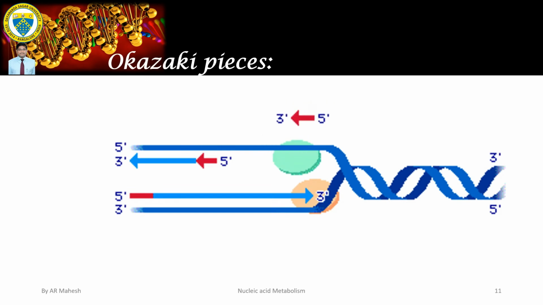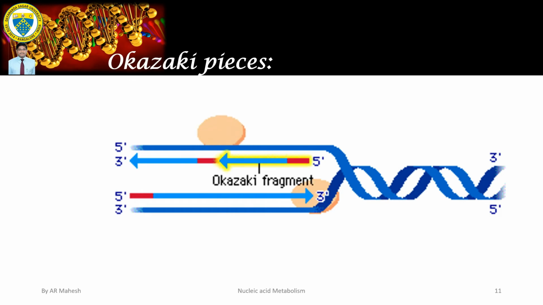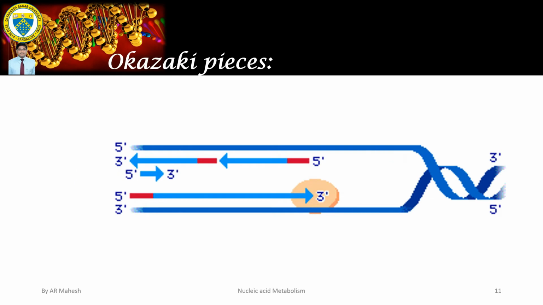The small fragments of the discontinuously synthesized DNA on the lagging strand are called Okazaki fragments. These are produced on the lagging strand of the parent DNA. Okazaki pieces are later joined to form a continuous strand of DNA. DNA polymerase 1 and DNA ligase are responsible for this process.